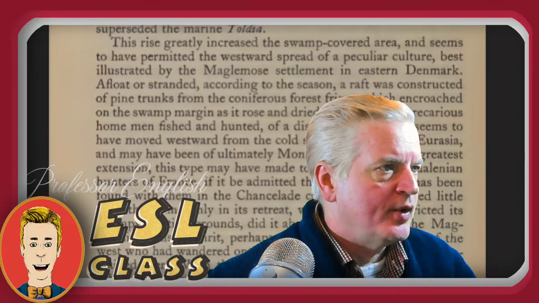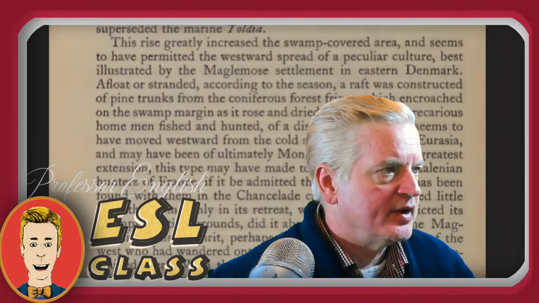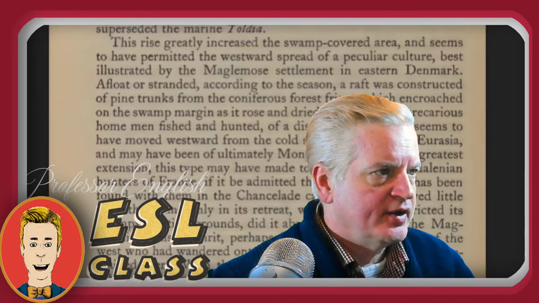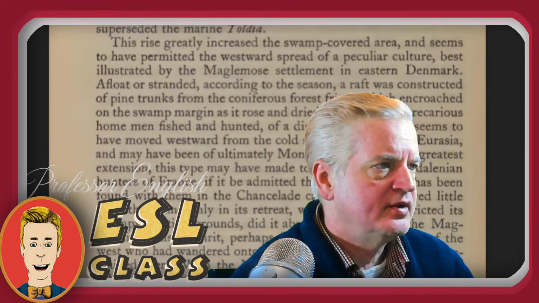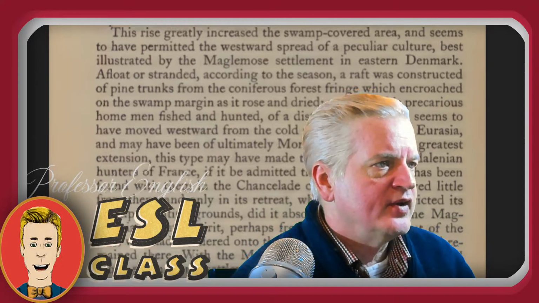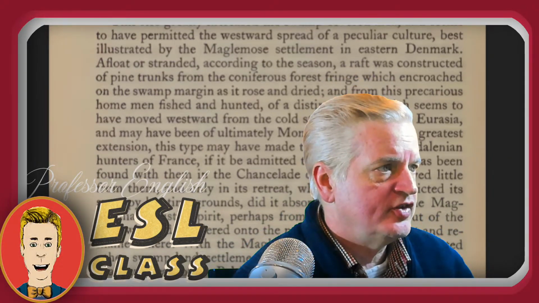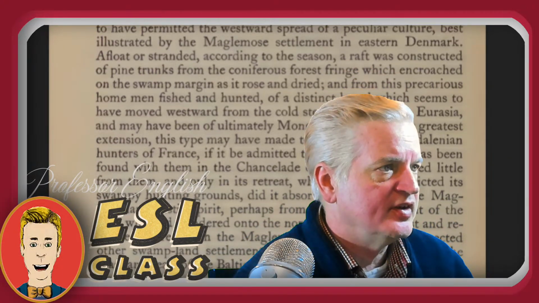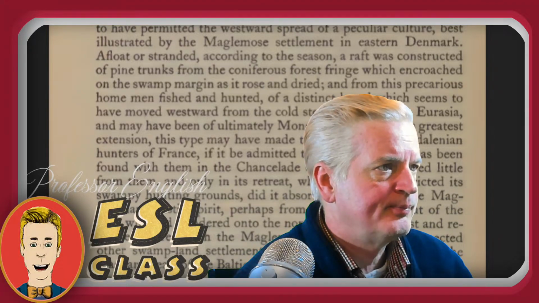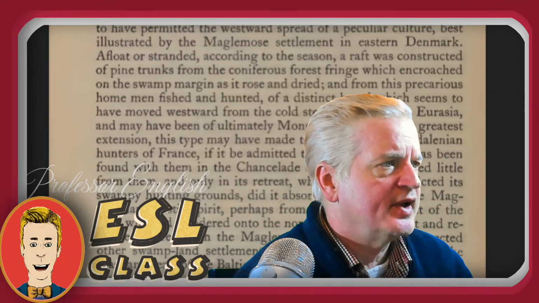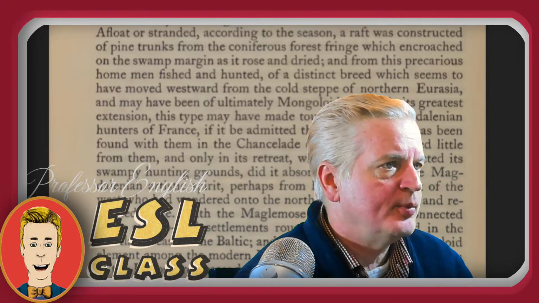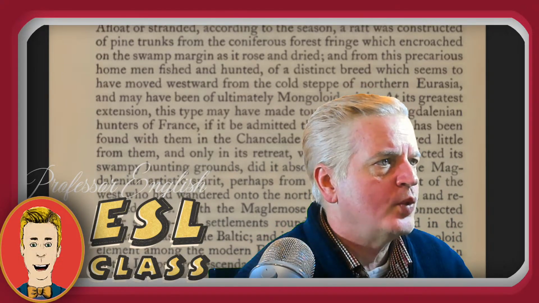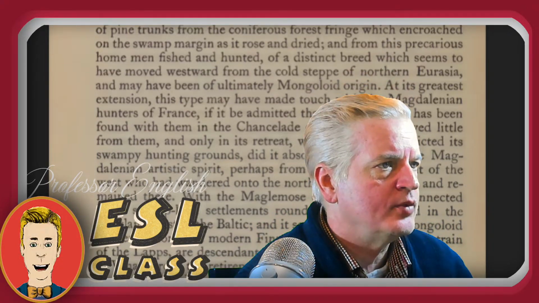Illustrated by the Maglemose settlement in eastern Denmark. Afloat or stranded according to the season, a raft was constructed of pine trunks from the coniferous forest fringe which encroached on the swamp margin as it rose and dried. And from this precarious home, men fished and hunted, of a distinct breed which seems to have moved westward from the cold steppe of northern Eurasia.